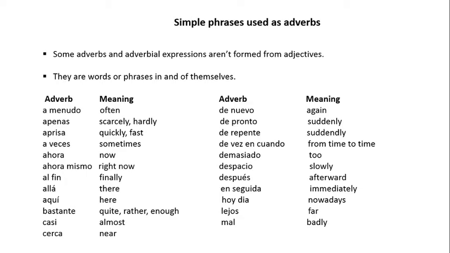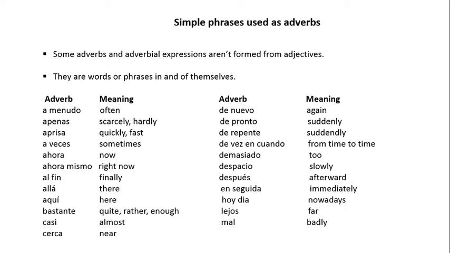Now, this is the third form that adverbs can take in Spanish. Some adverbs and adverbial expressions aren't formed from adjectives. They are words or phrases in and of themselves. So let's go through this. A menudo is often. Apenas is scarcely or hardly. Aprisa is quickly or fast. A veces is sometimes. Ahora is right. Ahora mismo is right now.